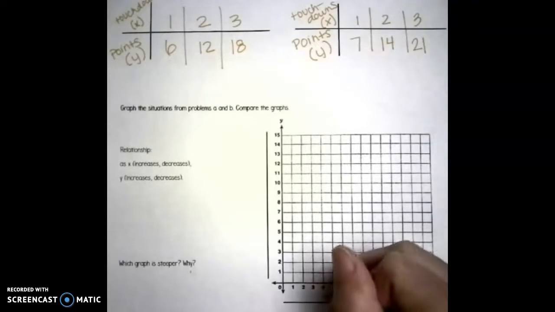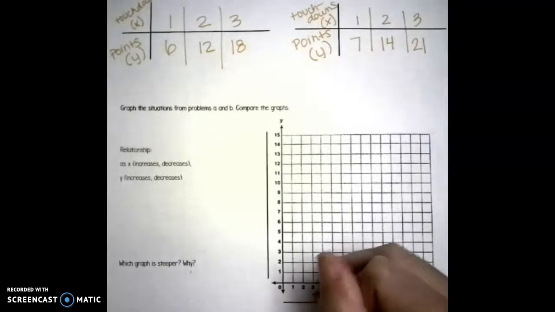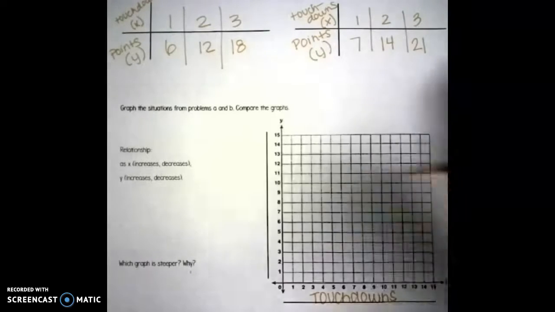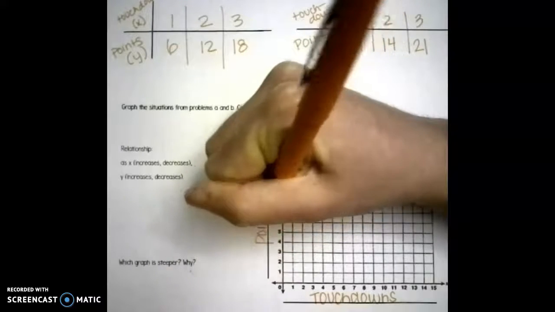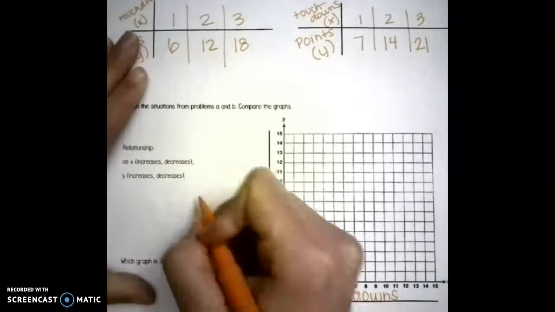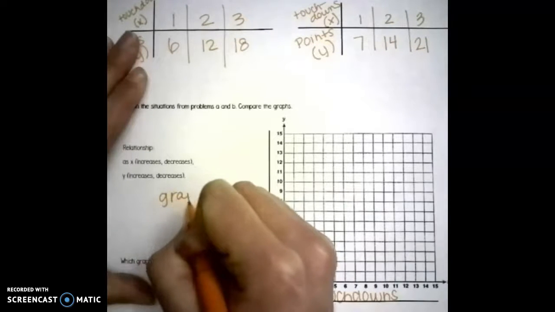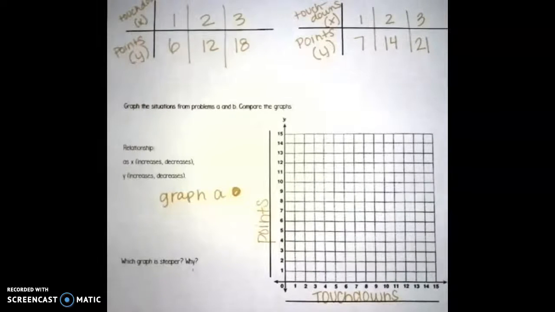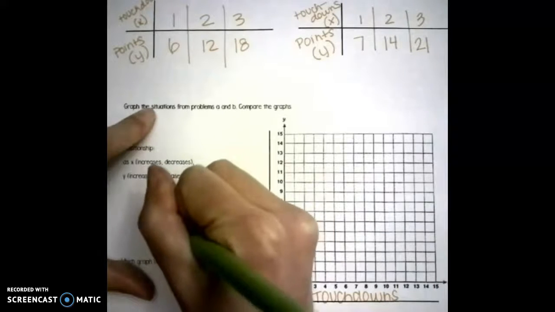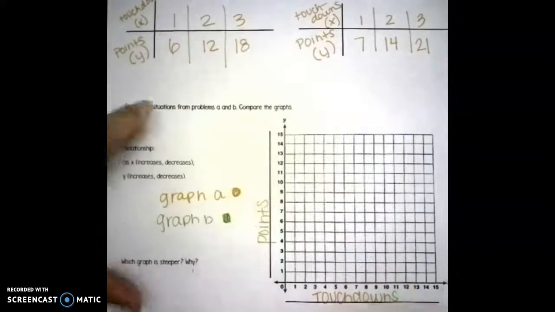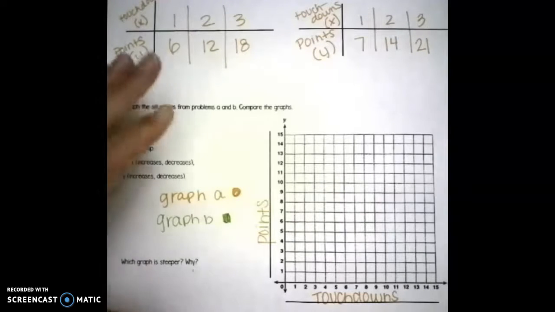All right, so let's see. Let's go ahead and let's label it. So we know that our independent variable, our x, is going to be our touchdowns. And our y is our points. Okay? All right, so I'm just going to go ahead and label. I'm going to label graph A. It's going to be my circles, my orange circles. And let's do, here we go. Graph B is they're my green squares. Okay? My green squares.